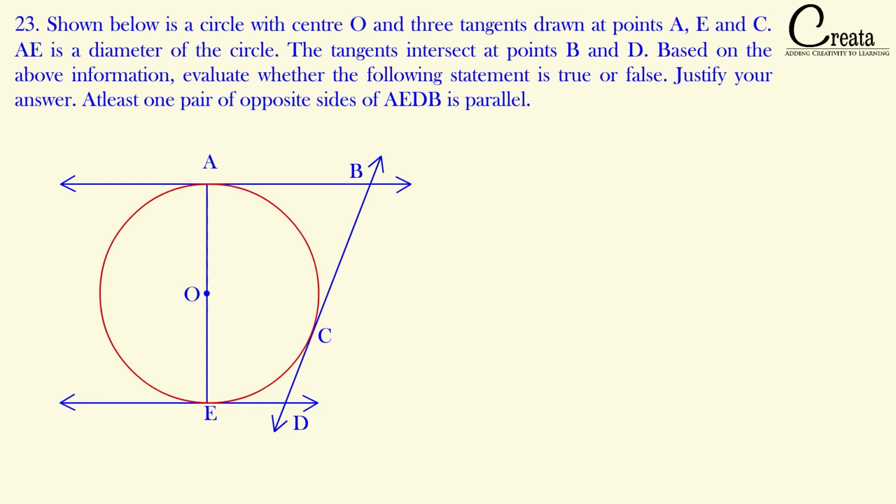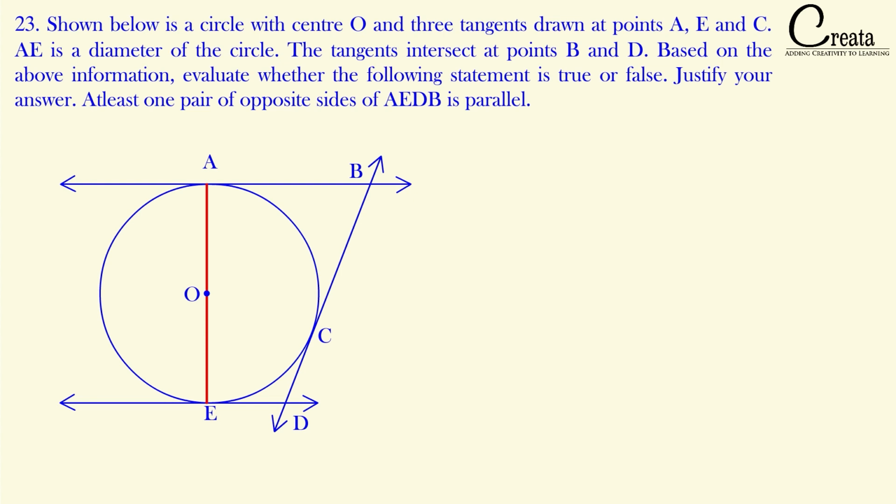In this question, a circle is given with the center as O and three tangents are given. These are the three tangents. The point of contact is A, E and C. Point of contact, the point at which the tangent is touching the circle. Tangent is a line segment that touches the circle at only one point. Here we are having three tangents and these tangents are touching the circle at the point A, C and E.